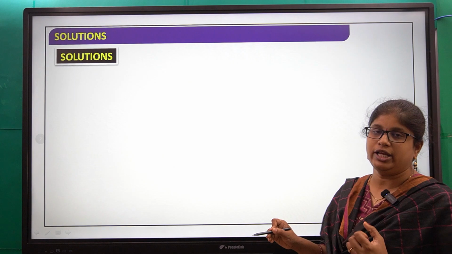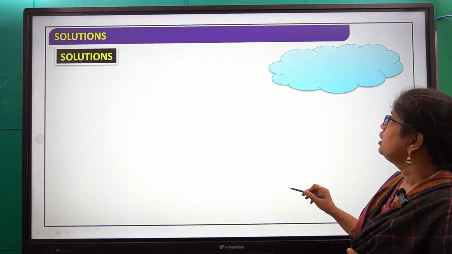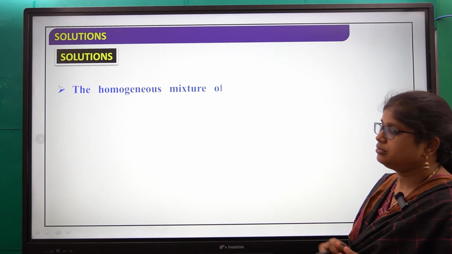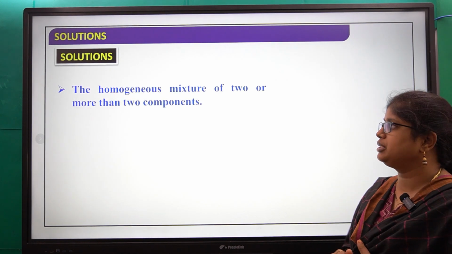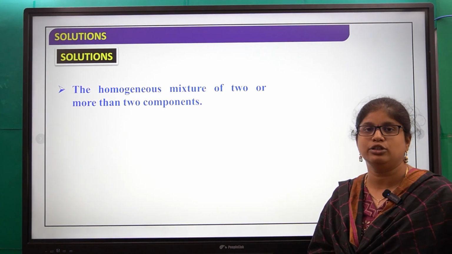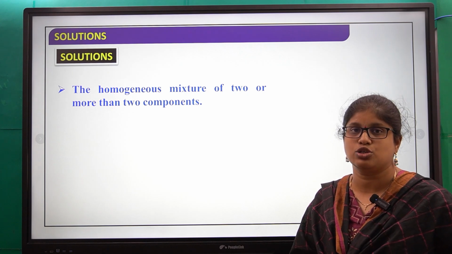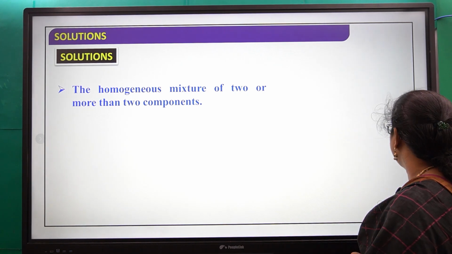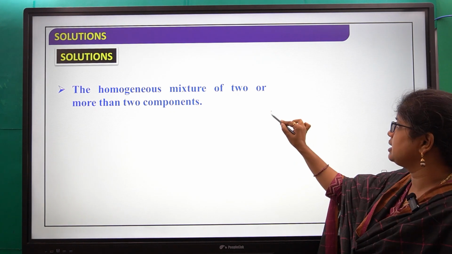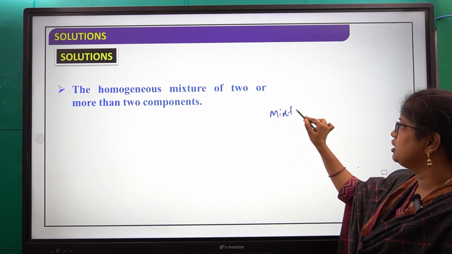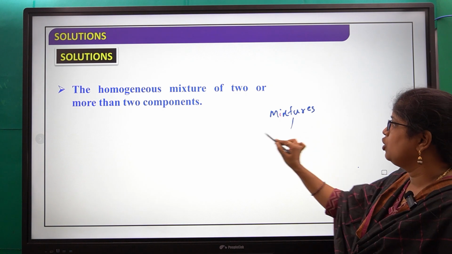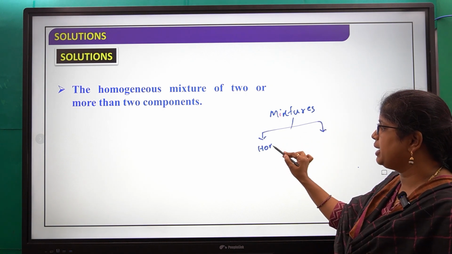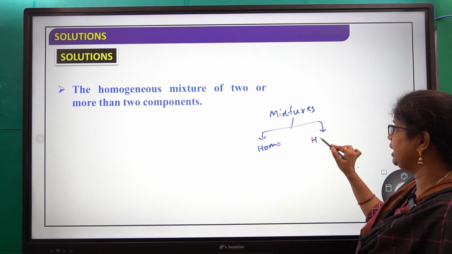Next, what is a solution? A homogeneous mixture of two or more components is called a solution. Solution is a homogeneous mixture. If we look at mixtures, how many types are there? Two types. What are those? Homogeneous and heterogeneous. What is meant by homo and what is meant by hetero?